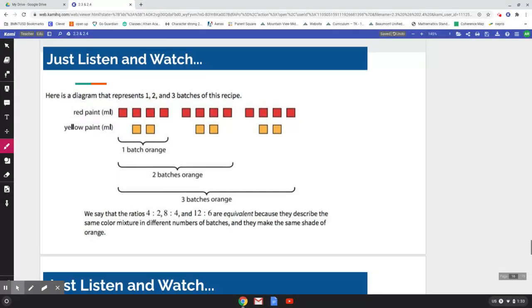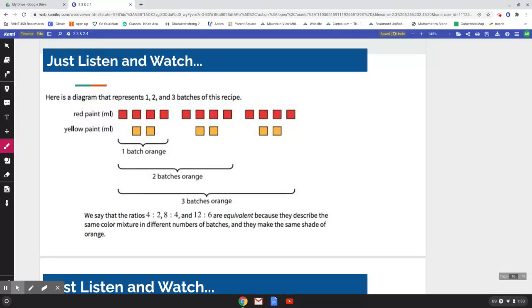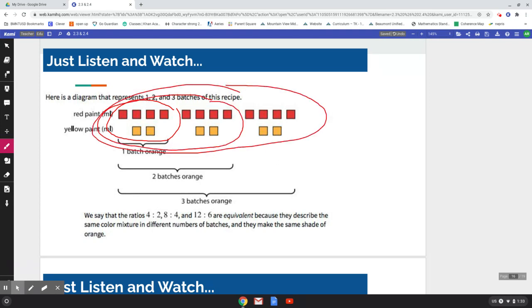All right, and then now you get to see a picture. So here's a diagram that represents 1, 2, and 3 batches. Okay, so here's your 1 batch. This is 2 batches. And then this whole thing is 3 batches. So it says, we say that the ratios 4 to 2, 8 to 4, and 12 to 6 are equivalent because they describe the same color mixture in different numbers of batches, and they would make the same shade.